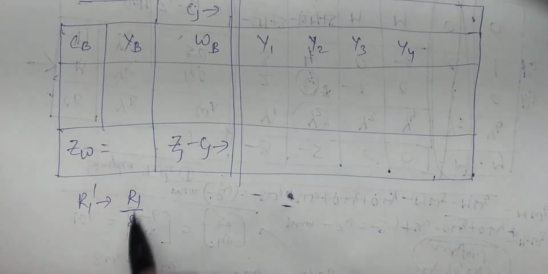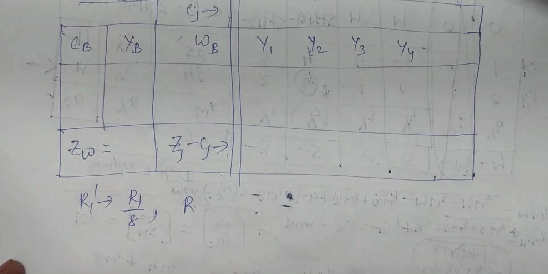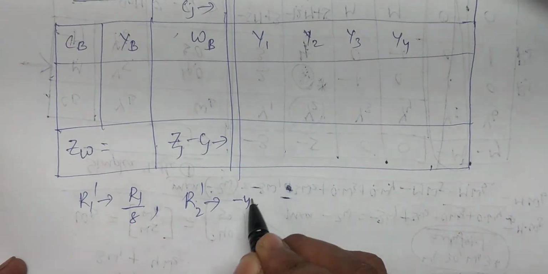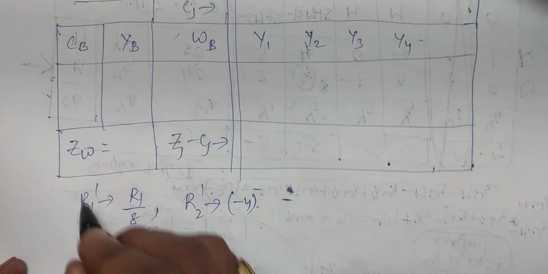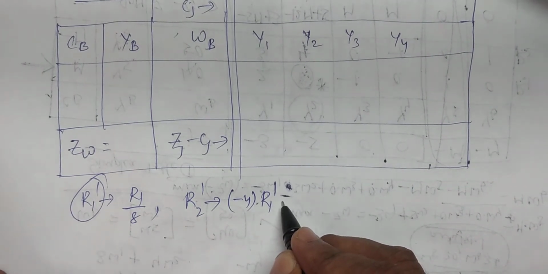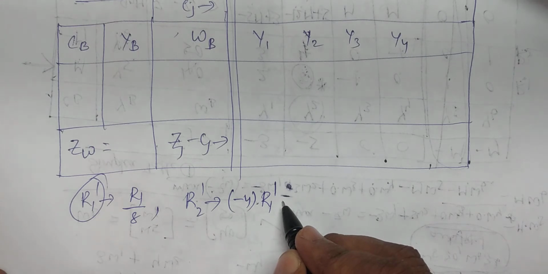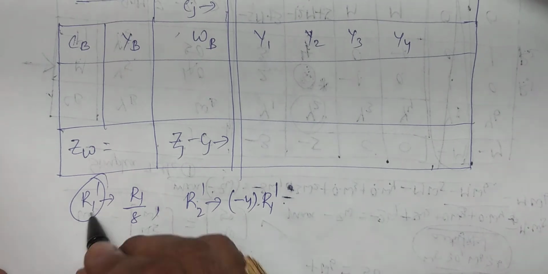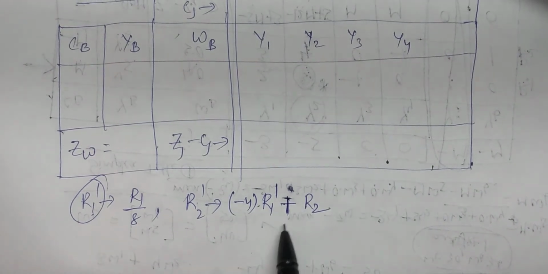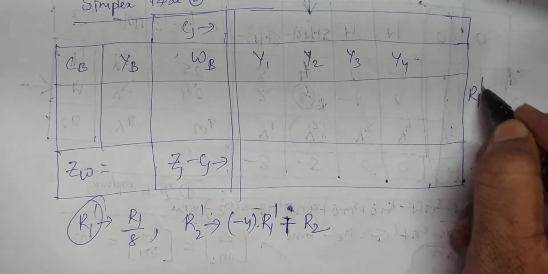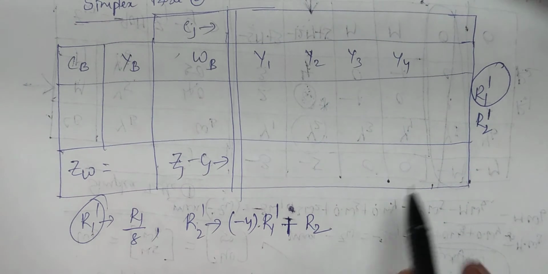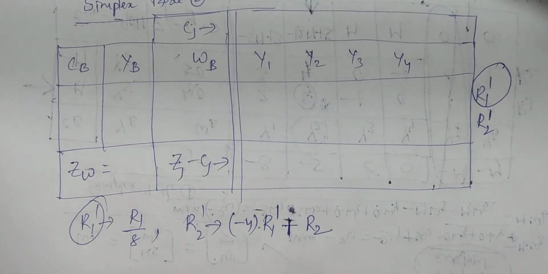That is the first operation. And the second operation is R2 dash. Minus 4 we have to convert to 0, so hence minus 4 into R1 dash plus R2 is required. This is the two operations you have to calculate for R1 dash and R2 dash. First, the entered row R1 dash: you write R1 dash by dividing by 8.